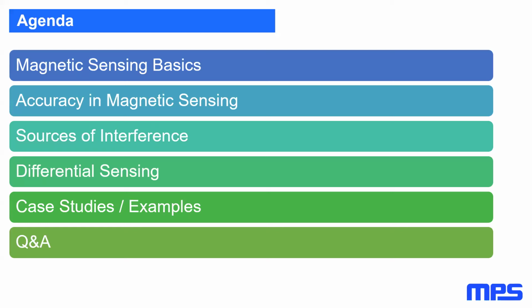We'll discuss some sources of interference and their relative field strength and effects. And then we'll get into what differential sensing is, how it's architected, and how it's designed to reduce or eliminate those external sources of interference. Go through a couple of examples, and then I'll address any questions. I will do a Q&A session.